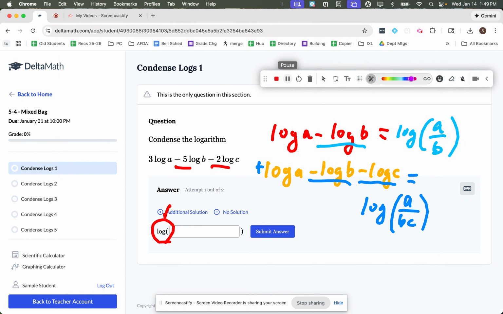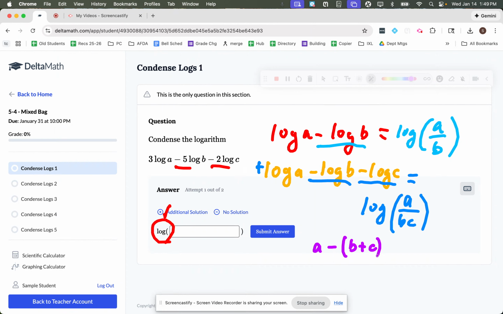Truth be told, it's kind of similar to if you had something like a minus b plus c. Well, you know, you could apply the product rule to this, combine this as log bc, and then this a would be on top of a fraction like that. But the way you see it in this expression, it's like the negative's been distributed to that b and to the c.